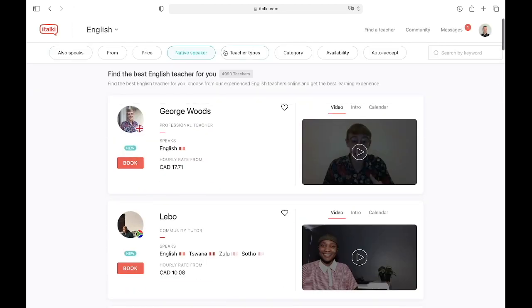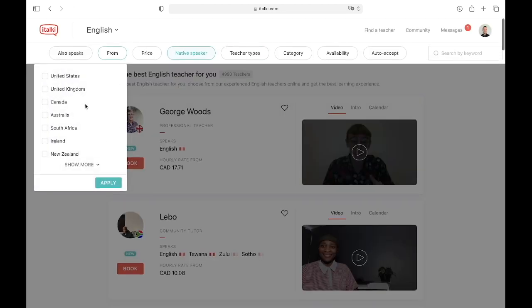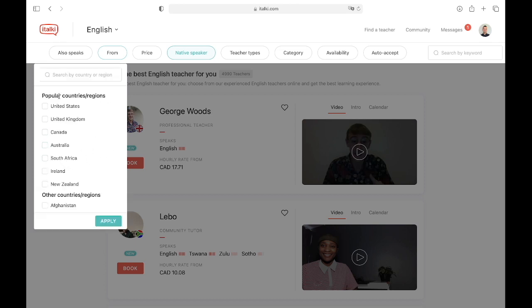In fact, if I go up to where they're from, we have the most popular, right? So United States, the United Kingdom, Canada, Australia, South Africa, Ireland, and New Zealand. These are the popular countries and regions. So in terms of the parameters of the platform itself, this is what native speaker, or at least the idea of native speaker really is. People who speak English from a very young age who are from these set countries, right?